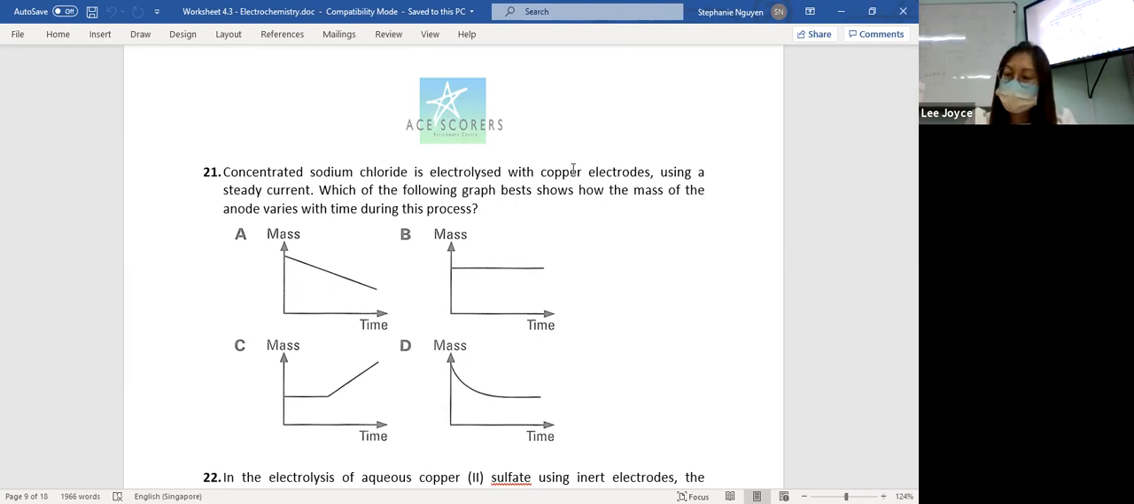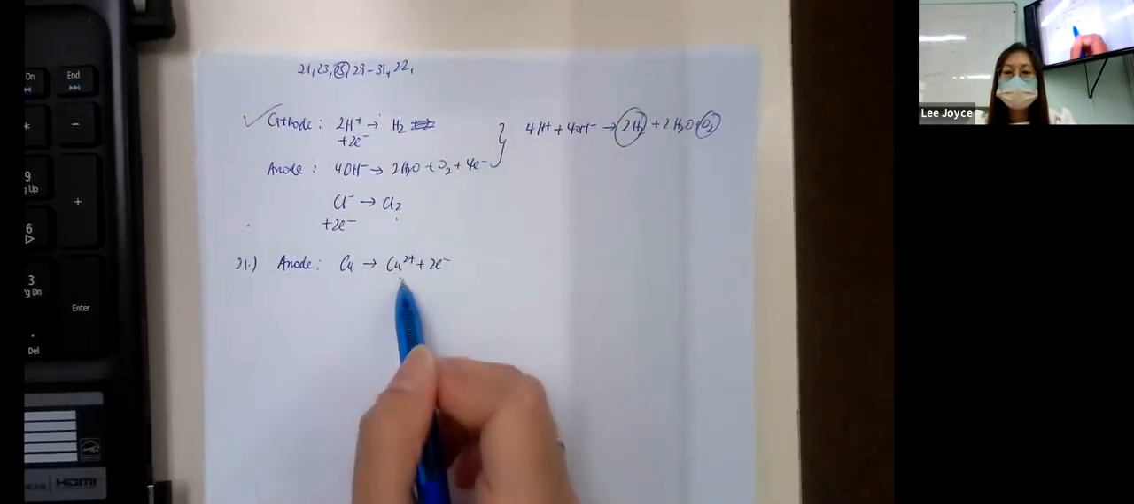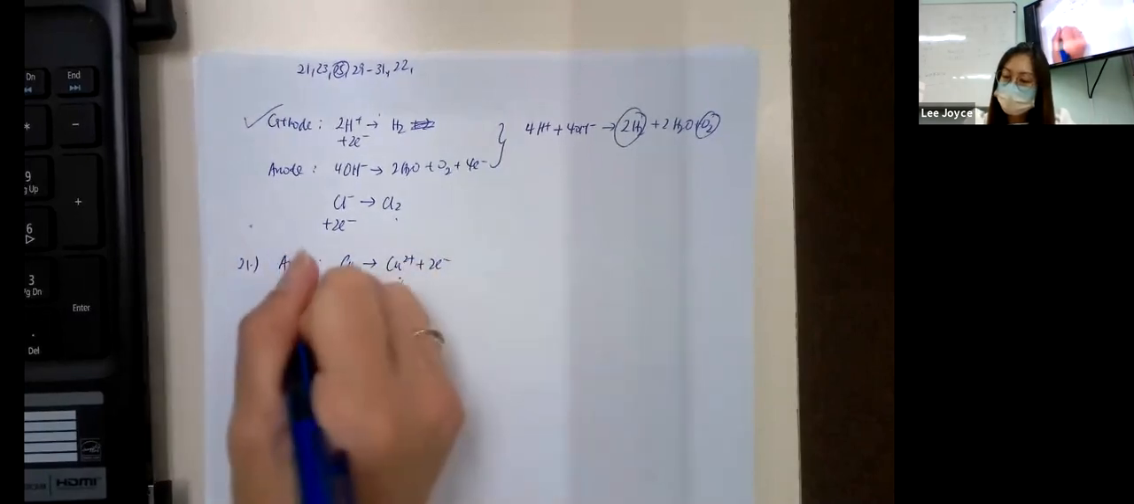So for question 21, what are the half equations that will happen at the respective electrodes? At the anode, you have the Cu undergoing the oxidation to form the Cu2 plus ion because of the active electrode, in the concentrated sodium chloride. Then what about the cathode?